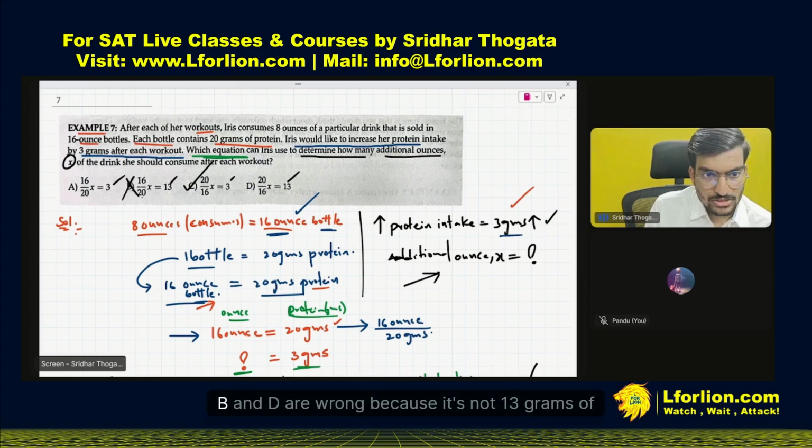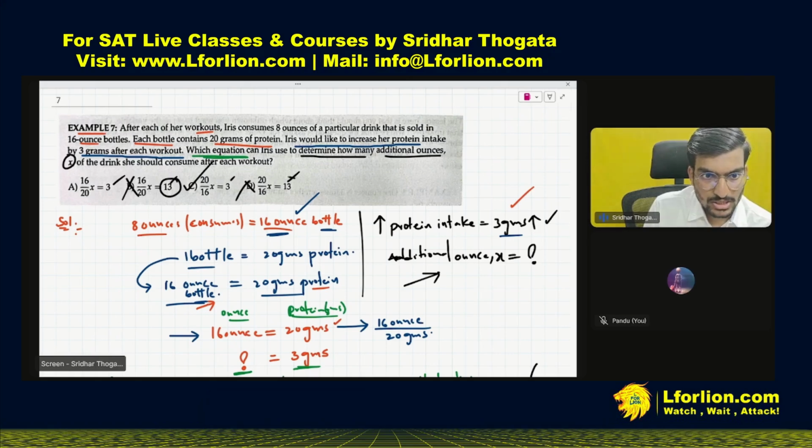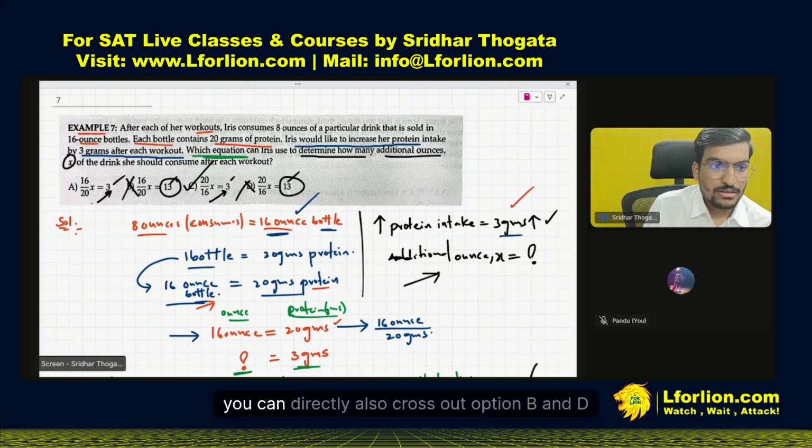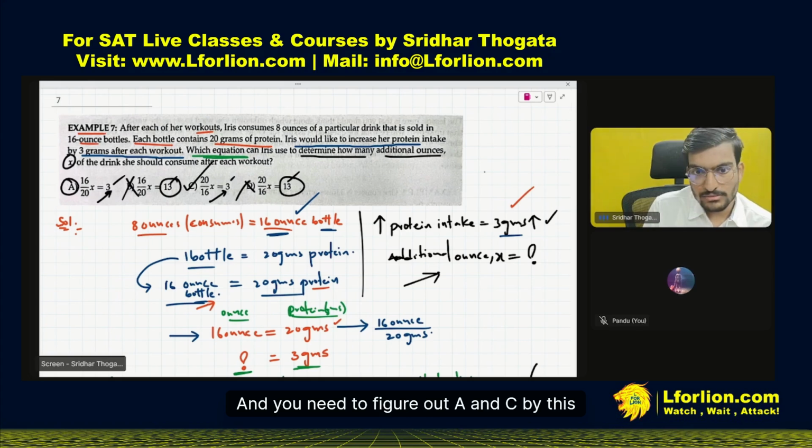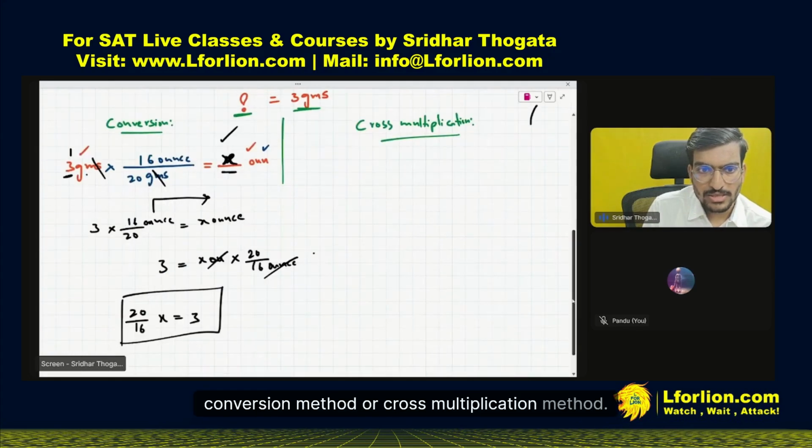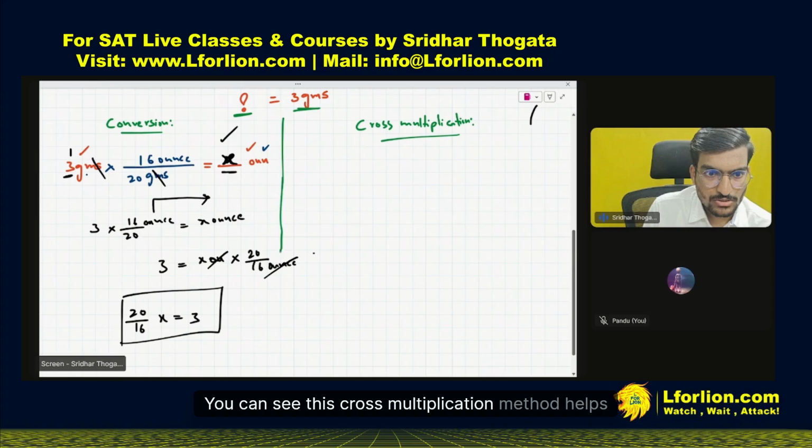And one more thing, B and D are wrong because it's not 13 grams of protein, it is 3 grams of protein. So option A and C. You can directly cross out options B and D because it's not 13 grams of protein. And you need to figure out A and C by the conversion method or the cross multiplication method. You can see the cross multiplication method helps you get a bit faster.